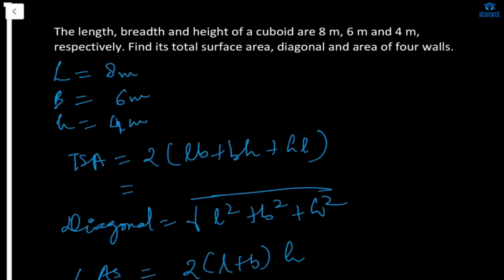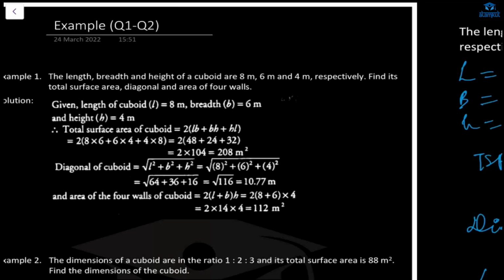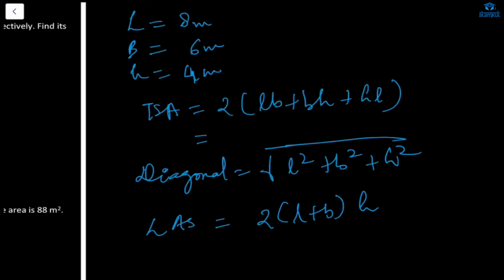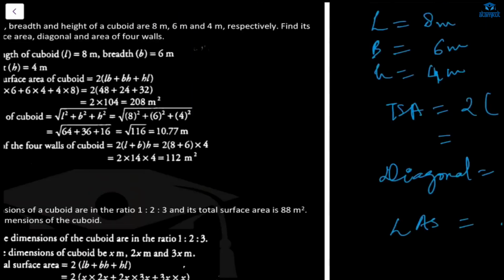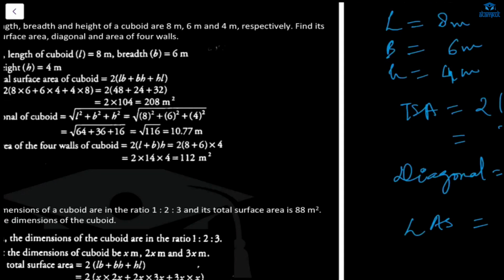I'm getting root 116. You are telling TSA. Yes, ma'am, the root will be in the diagonal, the value of the diagonal is root of L square plus B square plus H square. Why would your TSA come like that? This is 116, that is correct. And this TSA is what? 208 meter square and LSA is 112 meter square.